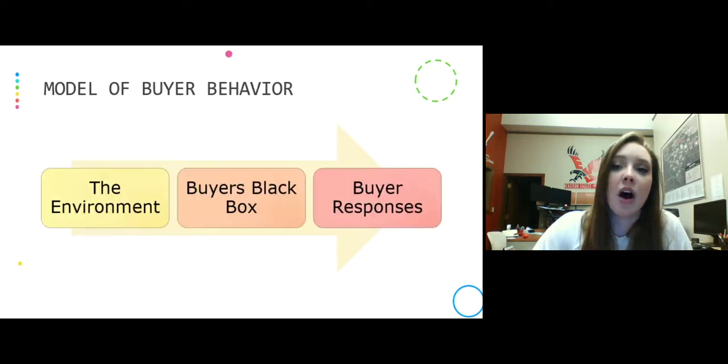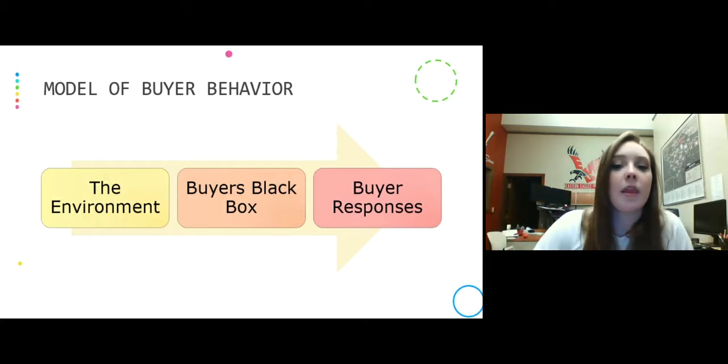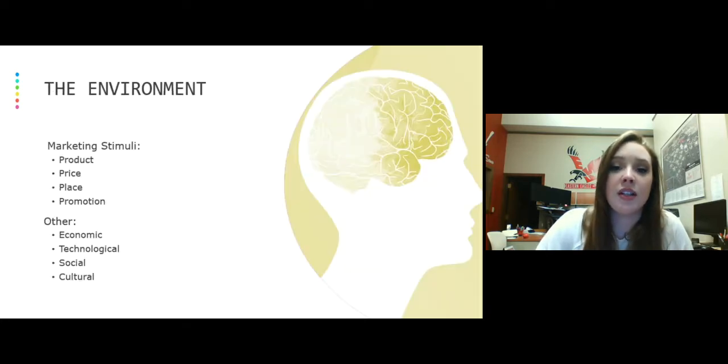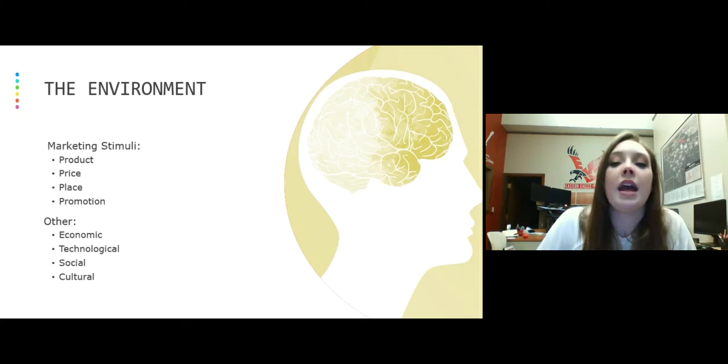So we started with this model of buyer behavior, and this figure shows the marketing and other stimuli that enter our black box and essentially activate our buyer response. So when we go into the environment of our purchase decisions, the environment is the product, the price, the place, and the promotion of a product. And there's also factors that go into that stimuli, and they could be economic, technological, social, or cultural.